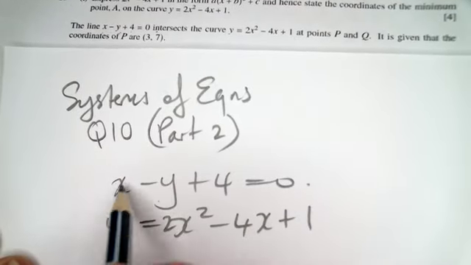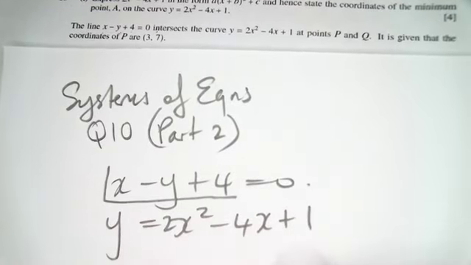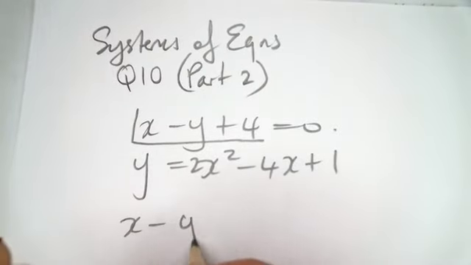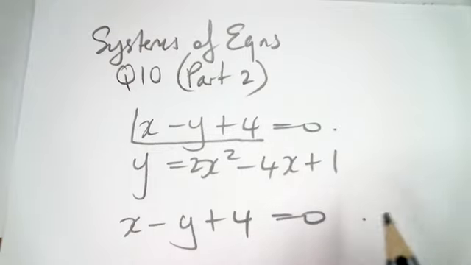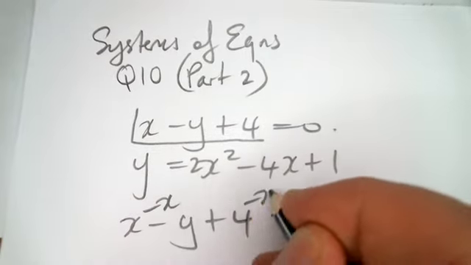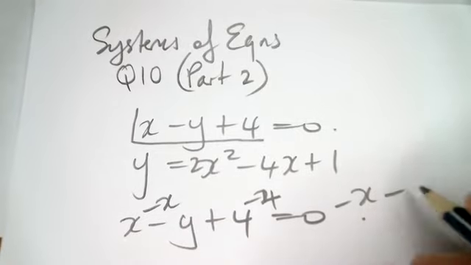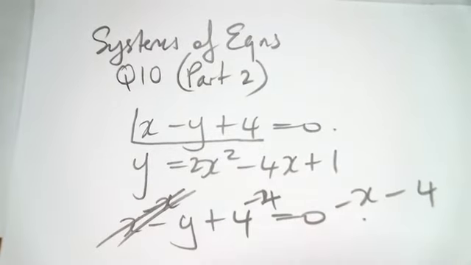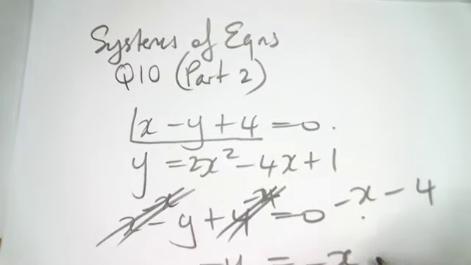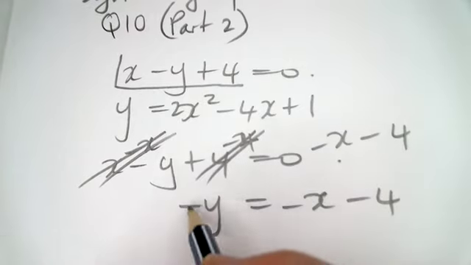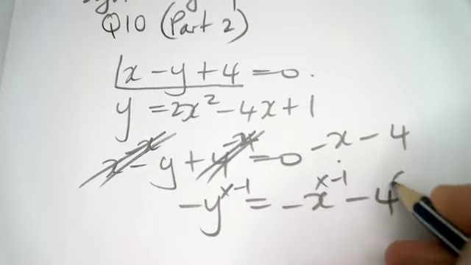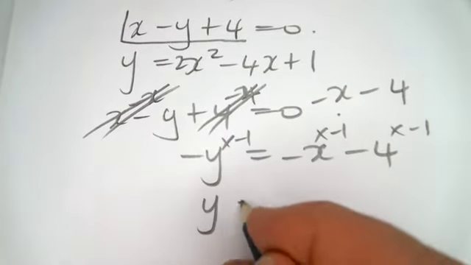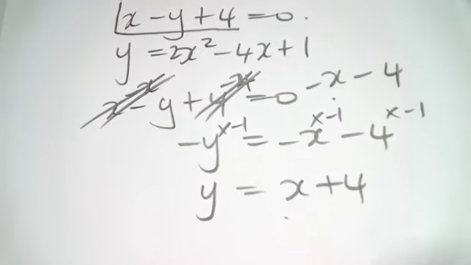So first things first, I'm going to make this into a more useful form. So I've got x minus y plus 4 is 0. I'm actually going to subtract everything out of the way here. I want to get rid of the x. I want to get rid of the 4. So minus x minus 4. x minus x is 0. 4 minus 4 is 0. I'm left with minus y is equal to minus x minus 4. So this is all negative. I'm going to multiply everything by negative 1. This means I've got y is equal to x plus 4. So that's nice and easy.